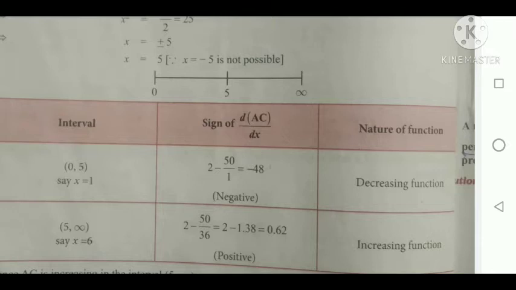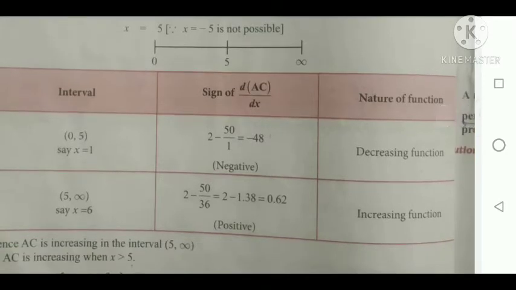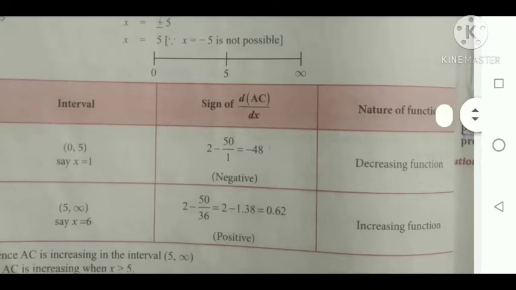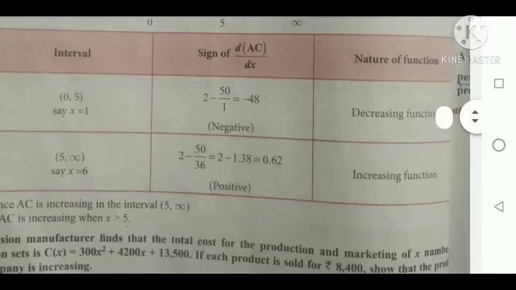Likewise, I am finding the value for the interval 5 to infinity. 5 to infinity means we may take the x value equal to 6. For example, if x equal to 6, substitute this value: 2 minus 50 by 6 square. 6 square becomes 36. After simplification, we get the value 0.62. So it is a positive value, so it is an increasing function.